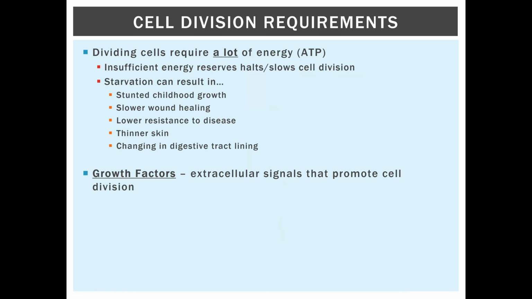So growth factors are extracellular signals that promote cell division. This is a way that, for example, the endocrine system can control cell division in various parts of the body. There's a hormone called growth hormone, produced by the pituitary, and that is a signal to certain other cell types in the body that it's time for them to divide. And then there are also internal signals inside all of our cells that control cell division and when it happens and when it should be shut down.